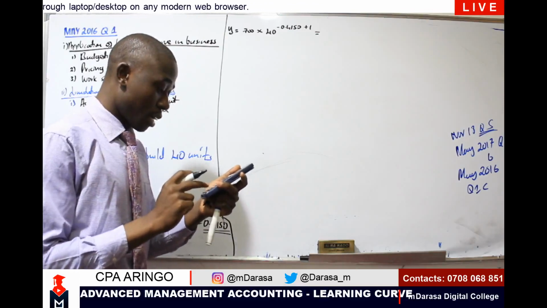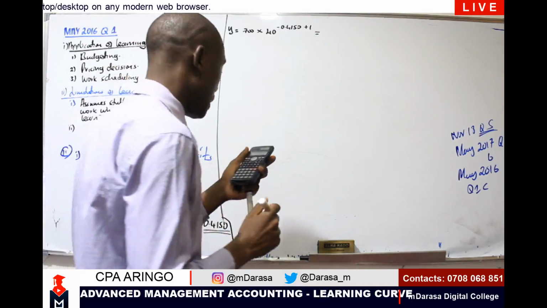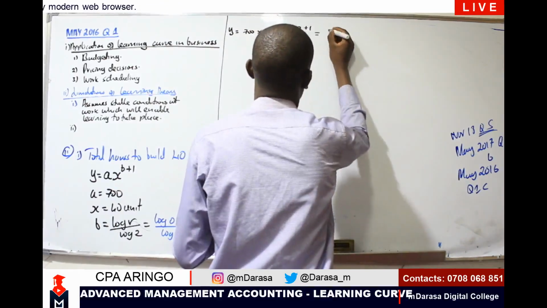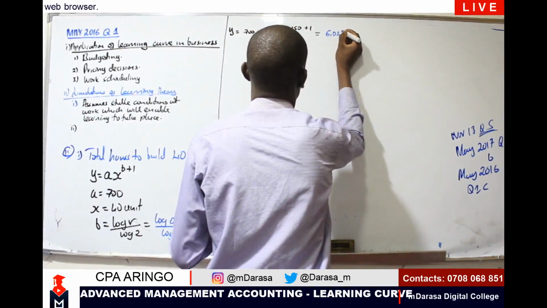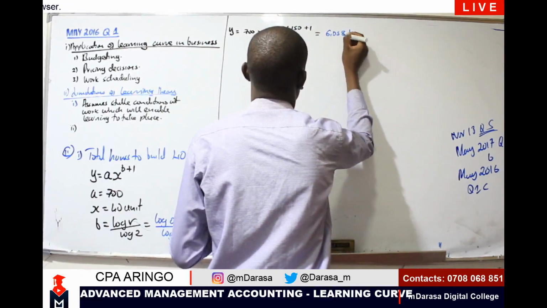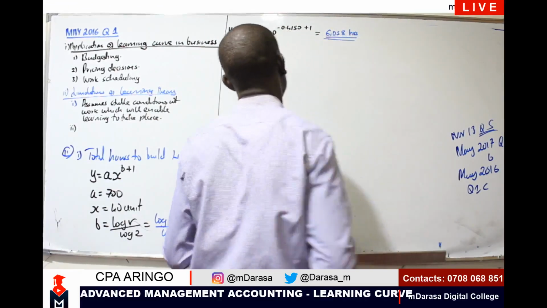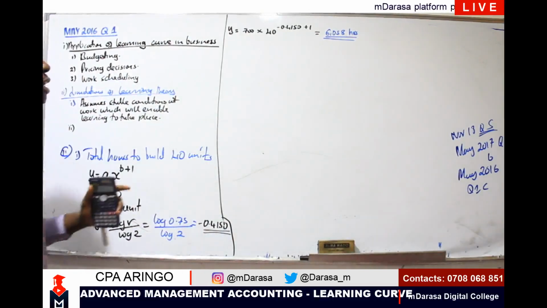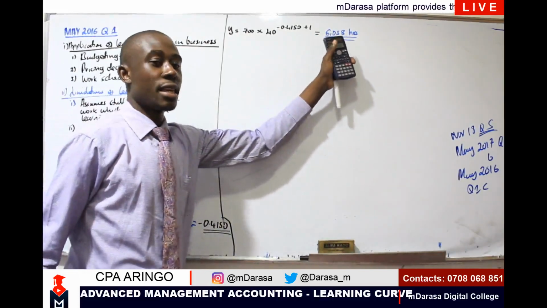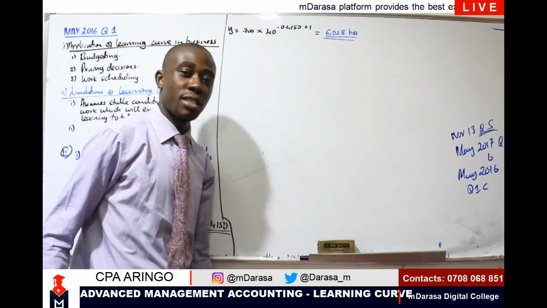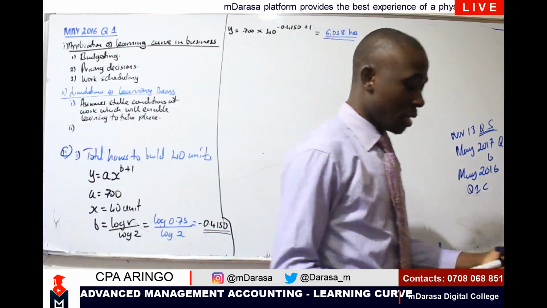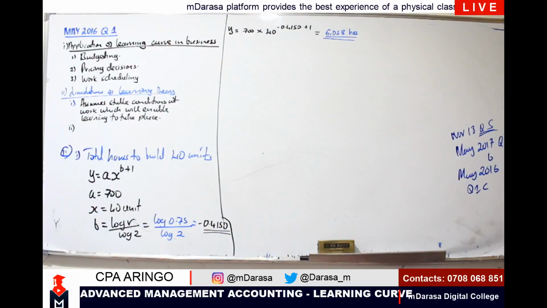700 times answer. So in this case, we should be talking of 6,058 hours. This is the total time that I'm going to require for us to produce the 40 units. And that is how we can work out the learning curve total time. So that was the first question that the examiner wanted us to handle.